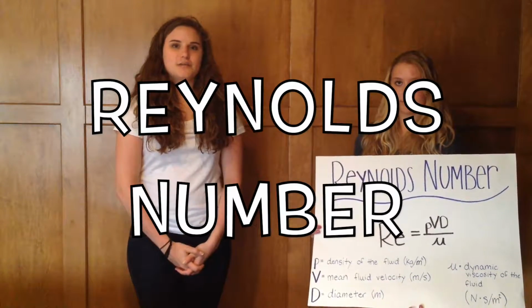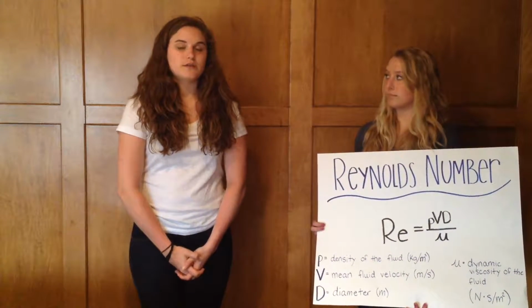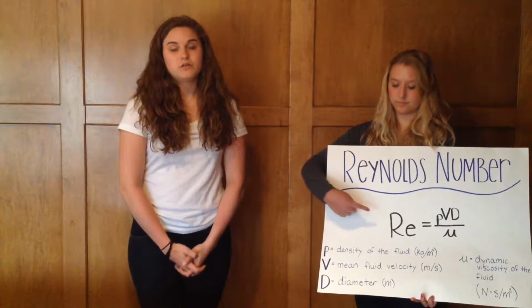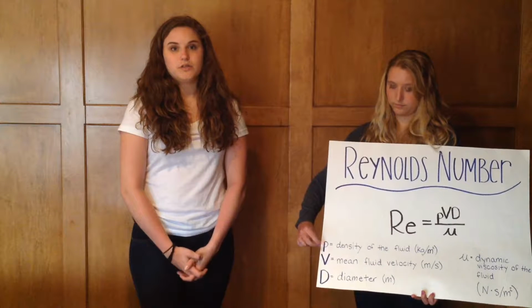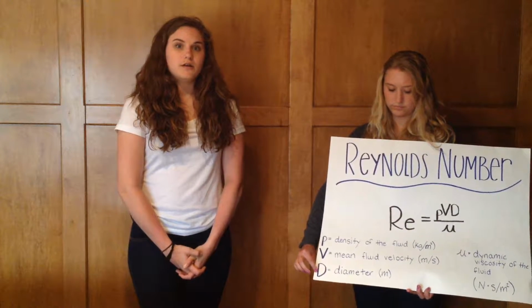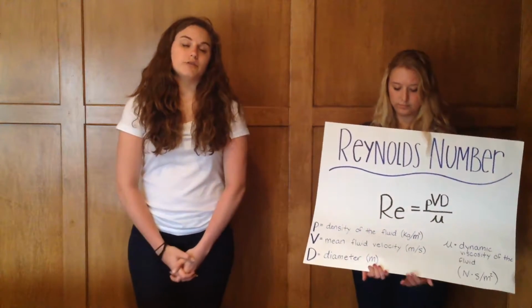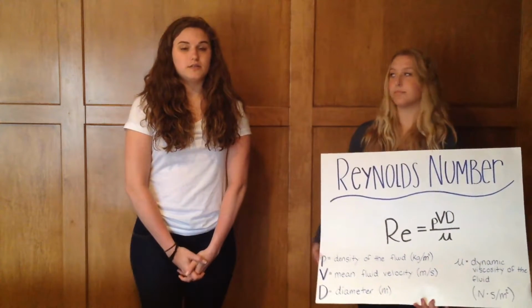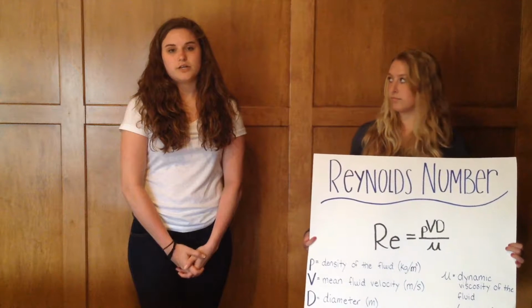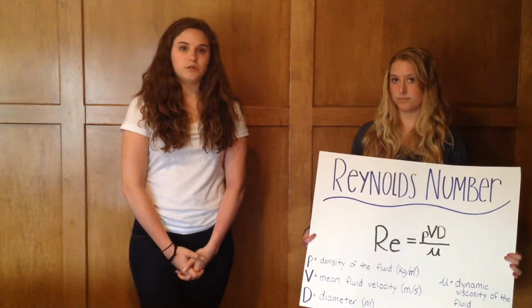Reynolds number is a dimensionless number that gives the measure of inertial forces to viscous forces. The equation for Reynolds number is Re equals ρVD over μ, where ρ is the density of the fluid, V is the mean velocity of the fluid, D is the diameter, and μ is the dynamic viscosity of the fluid. A Reynolds number of less than 2,000 is a laminar flow. A Reynolds number between 2,000 and 4,000 is a transitional flow. And a Reynolds number of over 4,000 is a turbulent flow.